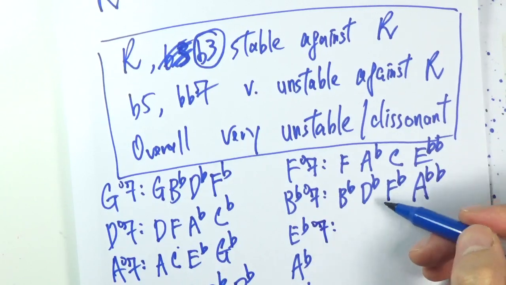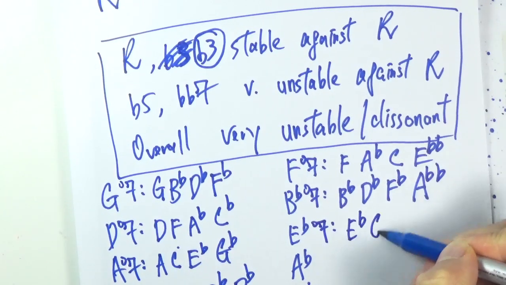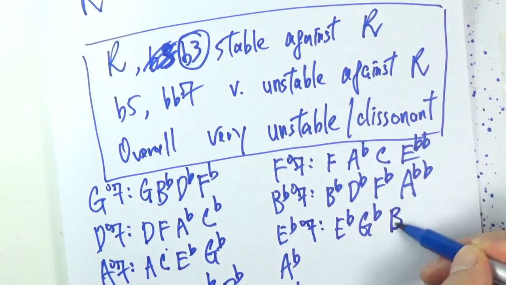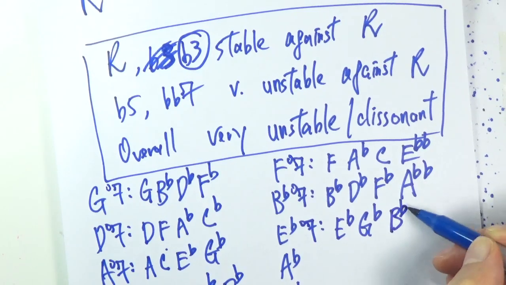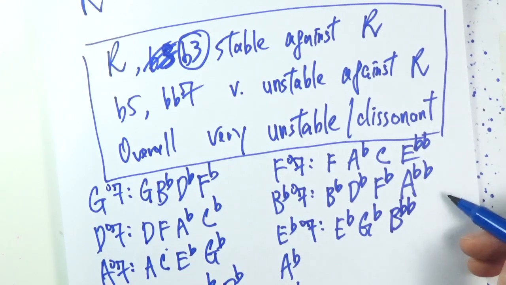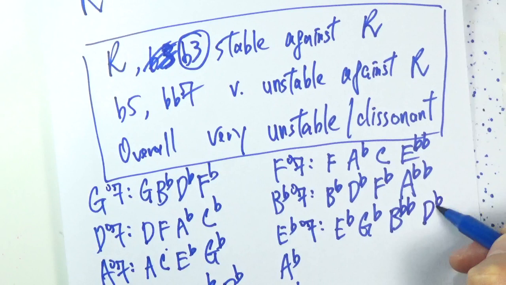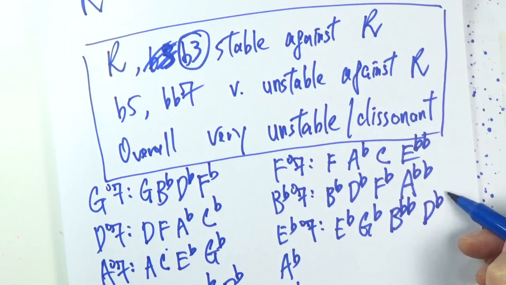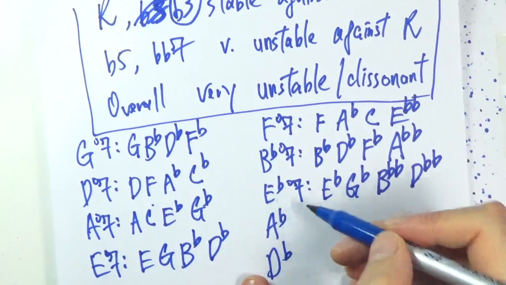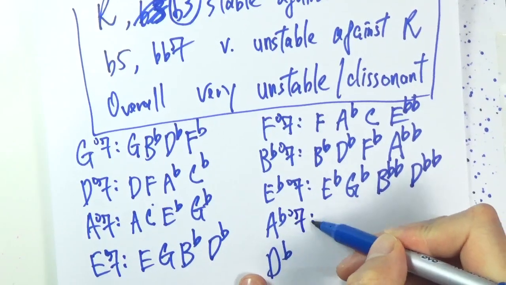E flat diminished 7. So E flat, G flat, flat 3. You have a B flat, it's your perfect 5th. So B double flat would be the diminished 5th. That's what we need here. And then you have D flat as your minor 7th. D double flat as your diminished 7th.